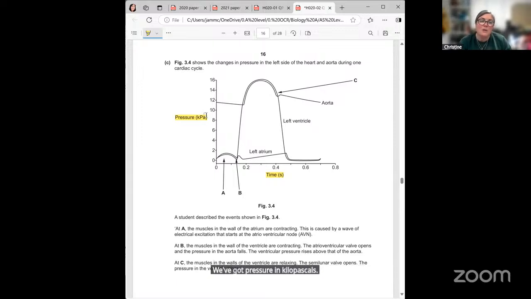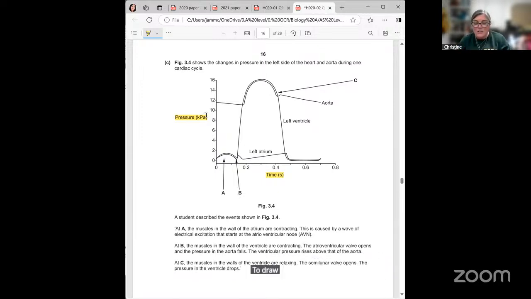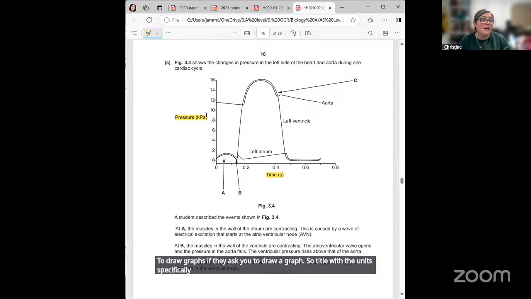As I said last week when I did this, I did talk about the fact that whenever you are doing graphs and you're doing your practice, do make sure that you are using these as guides. This is how they want you to draw graphs if they ask you to draw a graph. So title with the units, specifically evenly spread out axes.